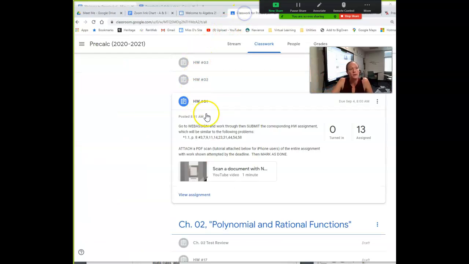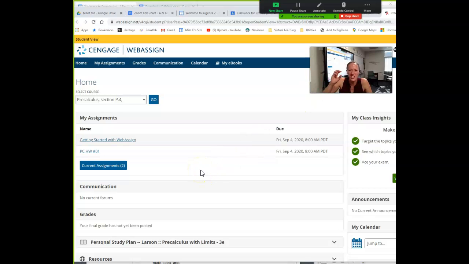But I've told you in Google Classroom that these numbers actually correspond to your textbook. The weird thing I want you to know is that it will be similar to those problems, because WebAssign changes the numbers just a little bit. I can't make it not do that.